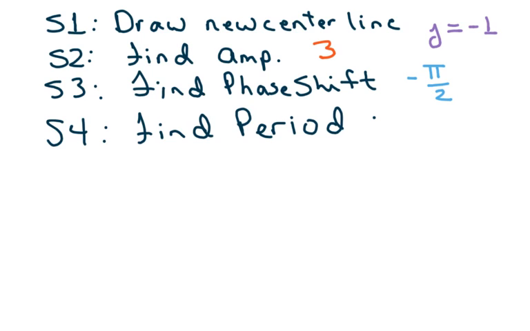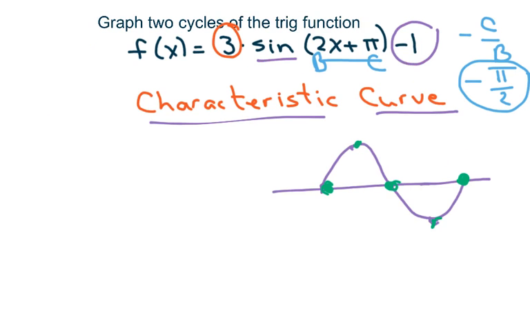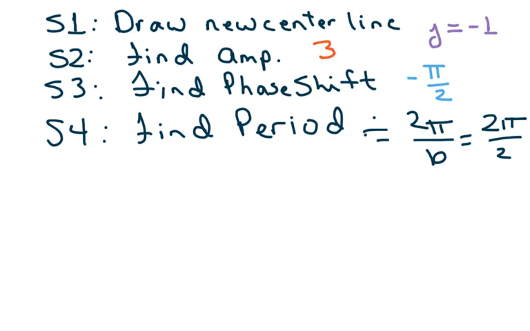The period formula is 2 pi over b. Well, that equals the period. So that equals, let me clean this. So that equals 2 pi over 2. Recall our period is right here. All right, so 2 pi over 2, and that equals pi.